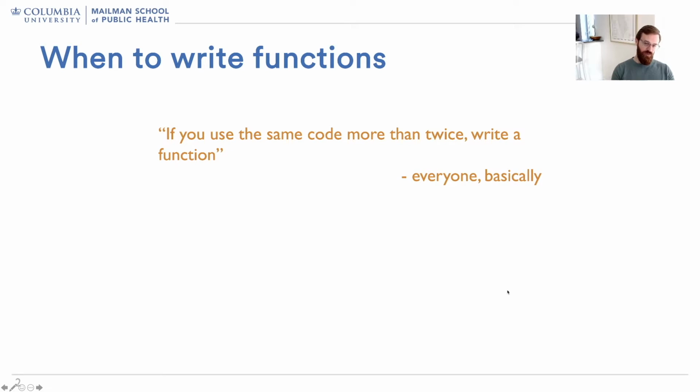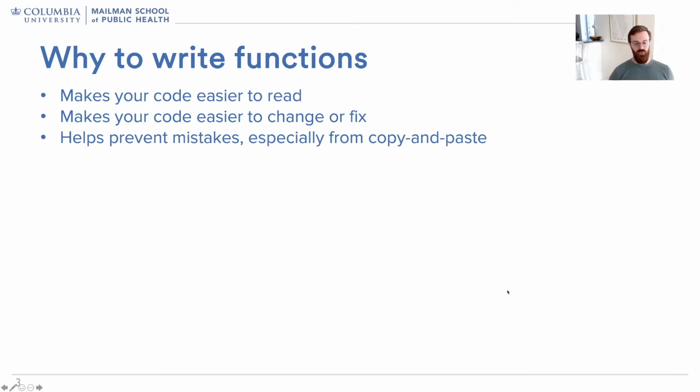You might write code once and then copy it once and maybe change a little input and think this is okay. By the time you get to that third time of using the same code again, it's time to write a function. So why is that the case?